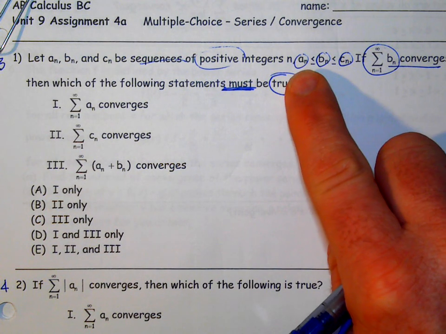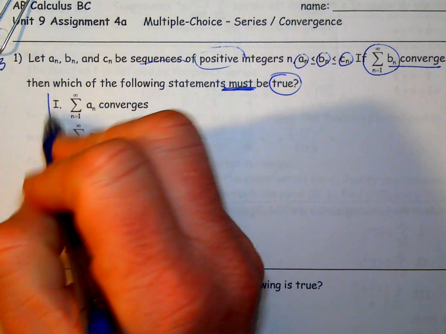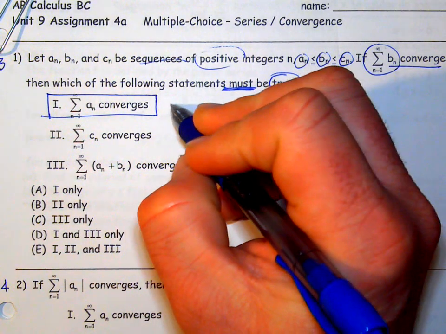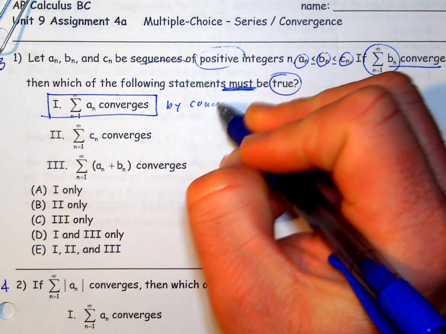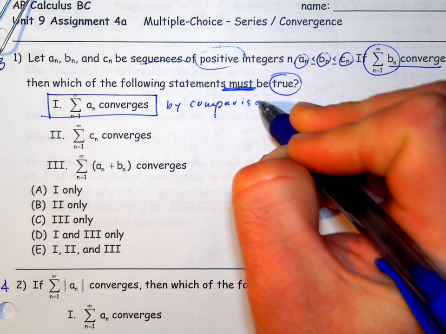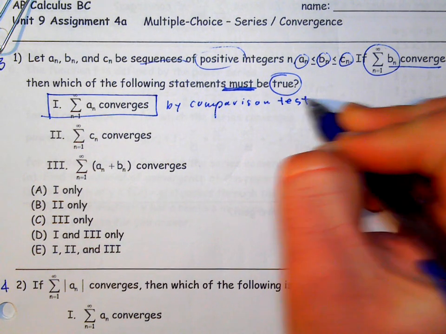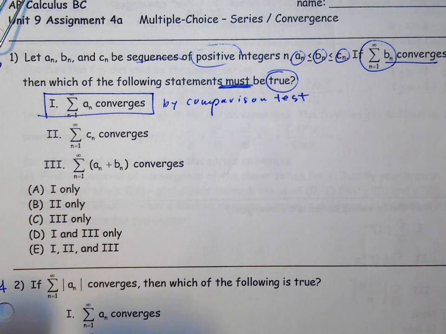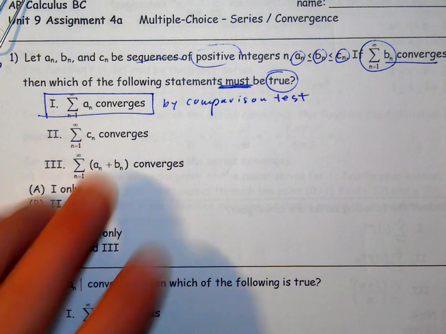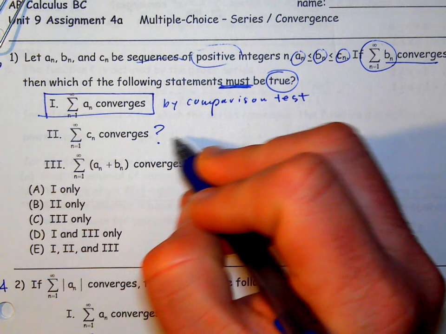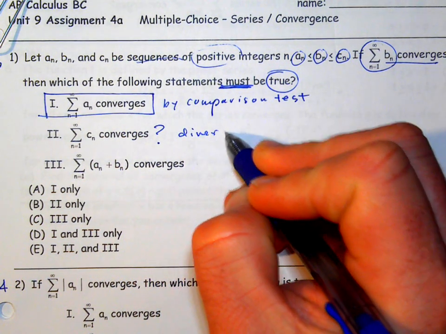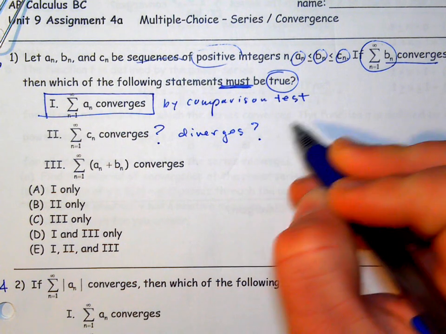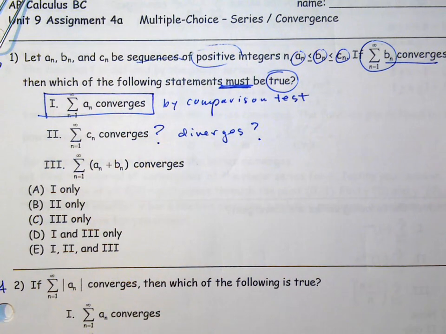Well, anything smaller than it will converge by comparison test. So here's an example of using a comparison test. And it wasn't very hard because they're just giving you certain information. Do we know that the C series converges? We don't know. We don't know if it diverges. It doesn't necessarily diverge. We just don't know what's happening with that bigger series. It could still converge. We just don't have enough information.